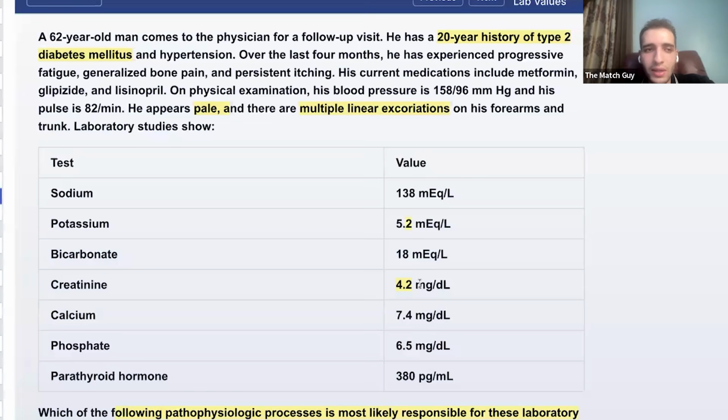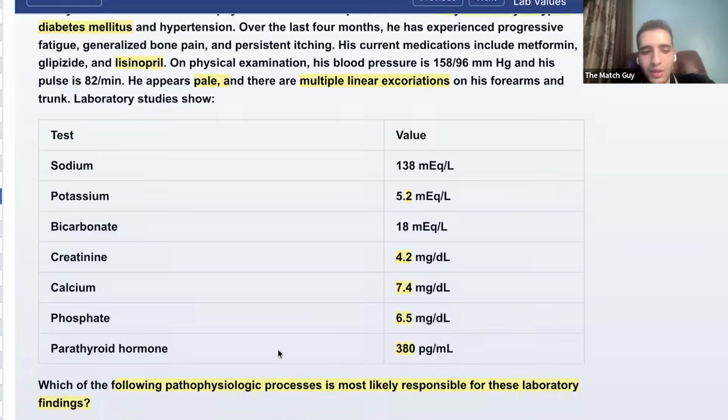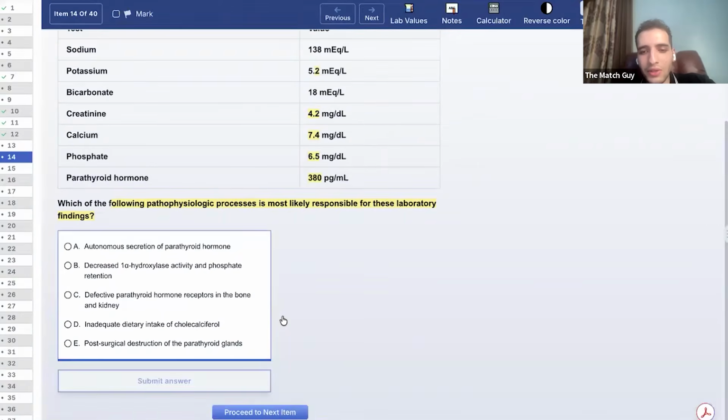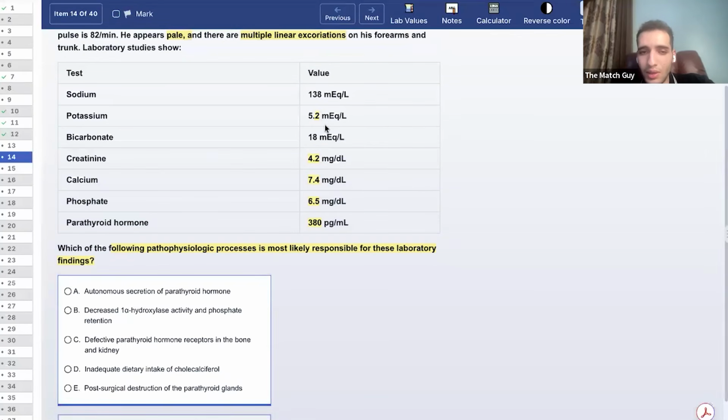Something I need you to know, guys: diabetes can cause kidney damage. That's one of the microvascular complications, and you can prevent it by giving an ACE inhibitor, but it doesn't always prevent it. Okay, this person is already taking an ACE inhibitor. Calcium is low, phosphorus is high, PTH is high. They're asking what's responsible for this. So right now, I know this person has kidney damage, low calcium, high phosphorus, and high parathyroid hormone. The first thing, high parathyroid hormone: this person has hyperparathyroidism.